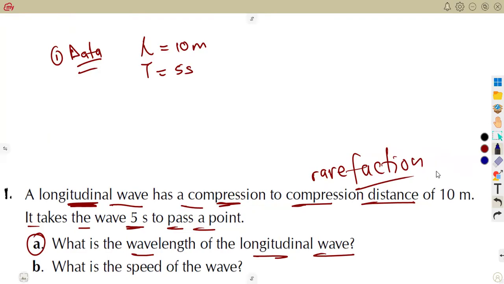What is the wavelength? The wavelength is already given. It's the one we are given from that information, the compression to compression distance. So the wavelength we are already given. That is 10 meters. So the wavelength, guys, it's lambda.